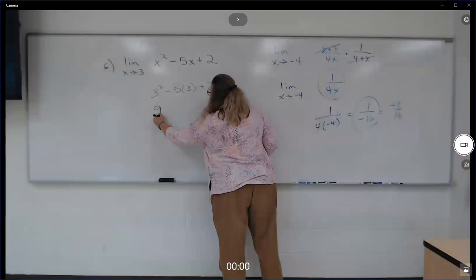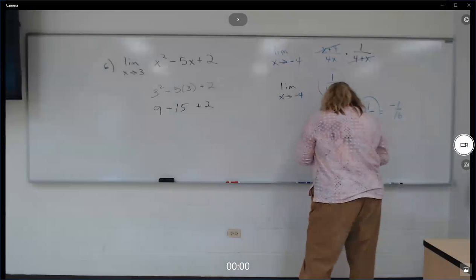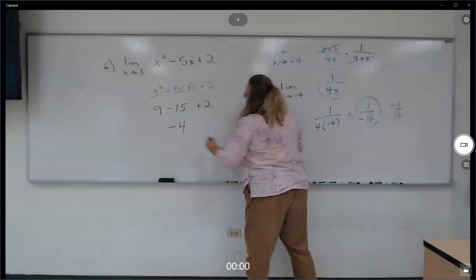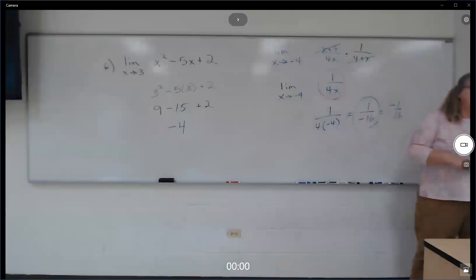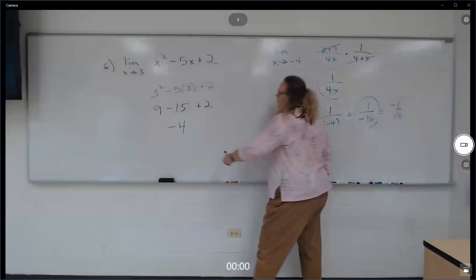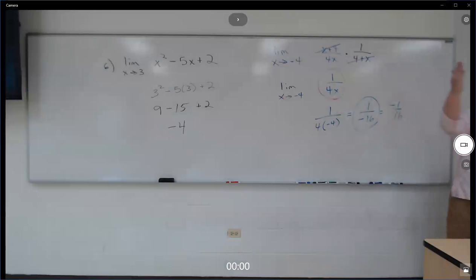What do we get? 9 minus 15 plus 2, -4, -6 plus 2. -4. Okay. Good. And that's okay, it can be negative or positive, any of them can be. This should give us -6. And negatives are fine, because that just means the y value is low, and that's okay.